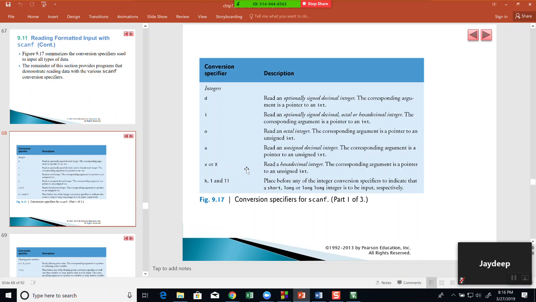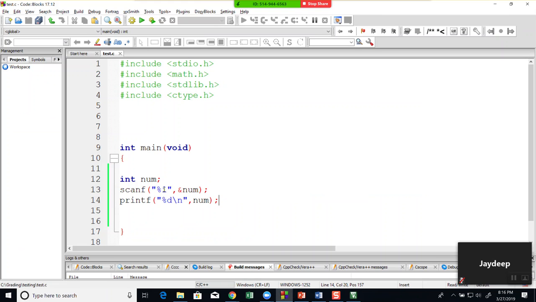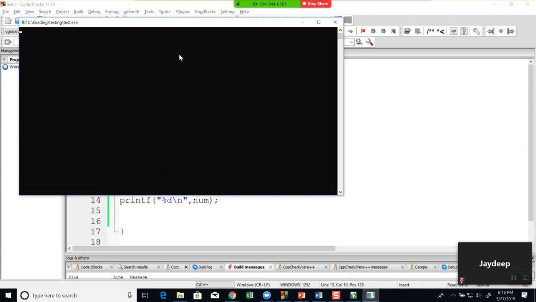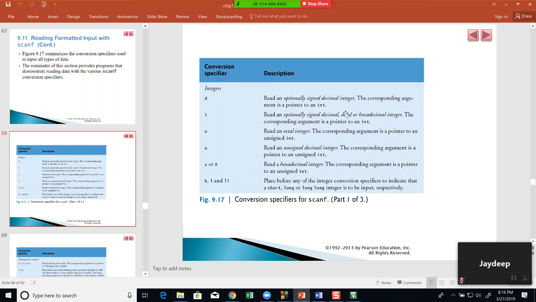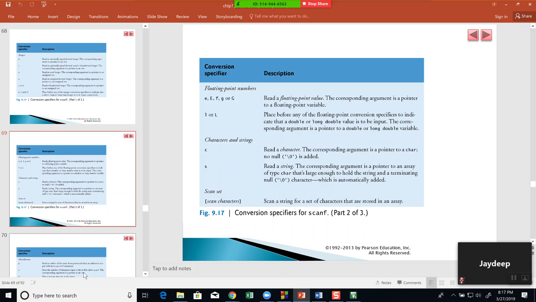Oh, I bet %x is what I need to do. So A1. Is that what I said it should be? Yeah, 161. What in the world was %i then? Read an optionally signed decimal, octal, or hexadecimal integer. I still don't know how in the world you'd tell it a hexadecimal integer then. But anyway, let's see. h and l, we talked about those. A lot of these are the same in the printf as they are in the scanf. So not much difference there.